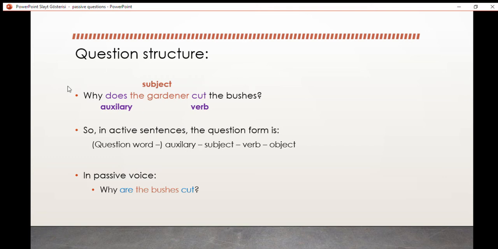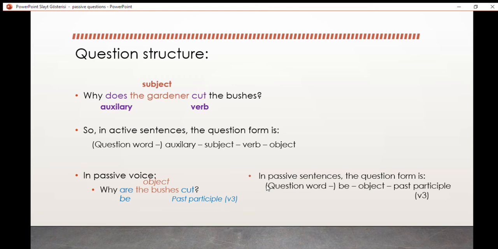This sentence is a present simple sentence. So the present simple form of be is am, is, are. Because it says bushes, then it's are. Why are the bushes cut? Past participle, or the third form of the verb. So what's different in passive questions is that, yes, we have the question word in the beginning if needed again, but instead of auxiliary, now we have be.